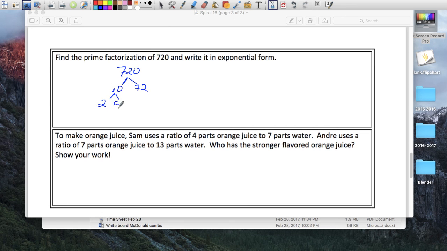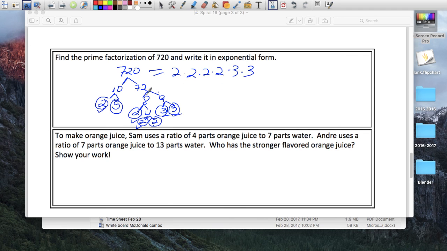We know that's over. 72, 8 times 9. 9 is going to be 3 times 3, so I can circle them now because they're both primes. 8 would be 2 and 4. 2 I can circle. 4 I can continue again, which is 2 and 2. And I'm going to circle and circle. So 720 can be written, there's how many 2's? 1, 2, 3, 4. 2 times 2 times 2 times 2. There's a couple of 3's, times 3 times 3, and finally times 5.